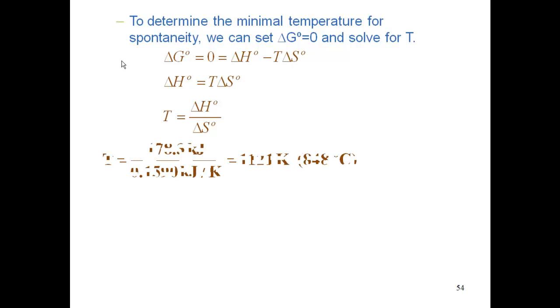So if I do the math, I have 178.3 kilojoules divided by 0.1590 kilojoules per Kelvin. My kilojoules cancel, so I have Kelvin in the denominator, which goes to the numerator, which gets me 1121 Kelvin. Now, since this problem was written in Celsius, let's convert that to Celsius by subtracting 273.15, which tells me that the temperature at which this switch occurs is 848 degrees C. That is the temperature that we're going from non-spontaneous to spontaneous.